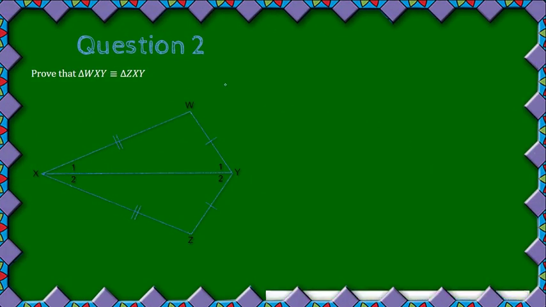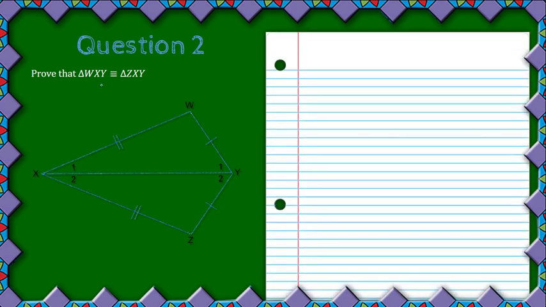For question 2, we need to prove that WXY is congruent to ZXY. So if we look at what we're given, here we're given these 2 sides being equal. We're given WY equal to YZ, and that this XY is a common side. So we've got 3 sides that are equal. So I'm going to start off by saying I'm working in triangle WXY and triangle ZXY, and then 3 reasons.